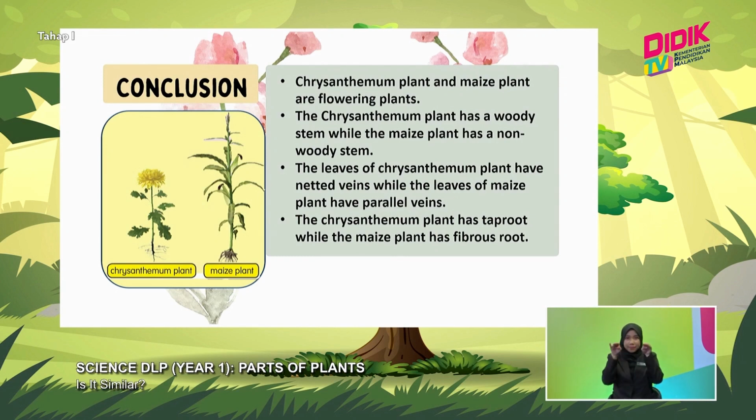Okay, the chrysanthemum plant has taproot while the maize plant has fibrous root. There you can see the difference very clearly in the picture.